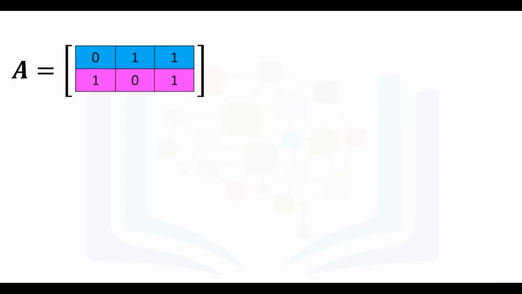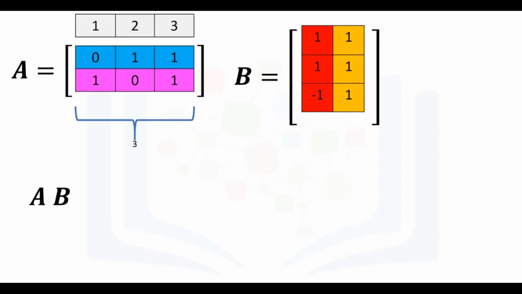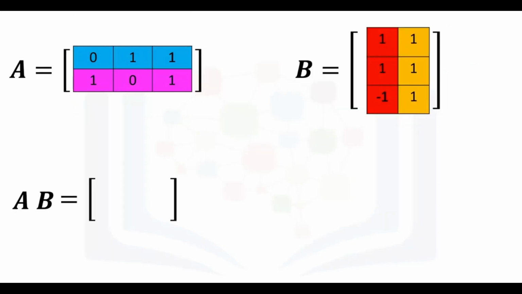Consider the matrix A, where each row is a different color. Also, consider the matrix B, where each column is a different color. In linear algebra, before we multiply matrix A by matrix B, we must make sure that the number of columns in matrix A, in this case 3, is equal to the number of rows in matrix B, in this case 3. For matrix multiplication, to obtain the ith row and jth column of the new matrix, we take the dot product of the ith row of A with the jth column of B.